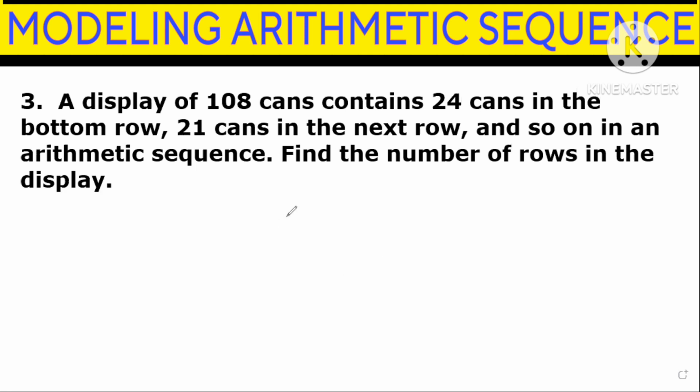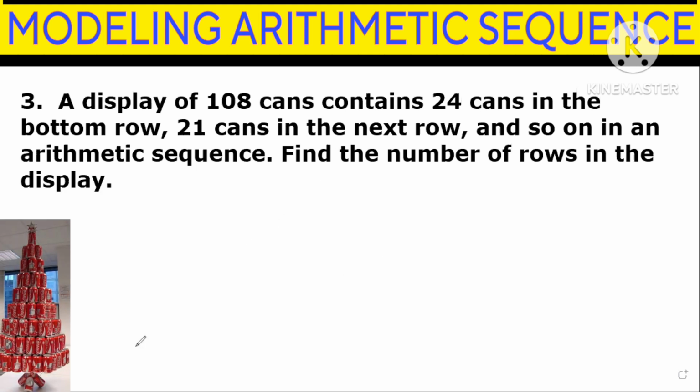So we have 24 cans in the bottom row. In the next row, we have 21 cans. So lalagay natin yan sa ibabaw. Now, since we are looking for the number of rows, we are actually solving for n. Now, what do we have in the problem? We have a total of 108 cans, which corresponds to S sub n, right? So, how do we solve for n when S sub n is equal to 108?